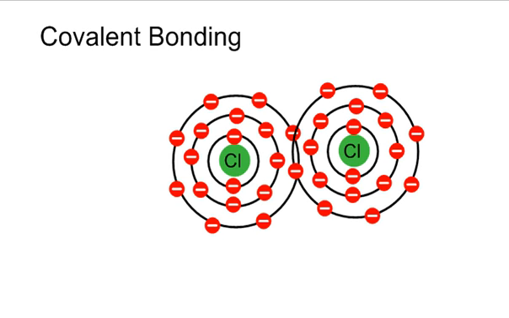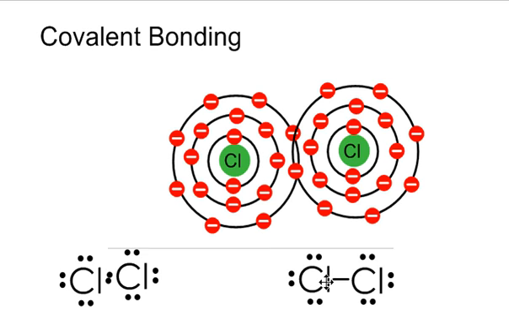Another way of representing that would be to show our dot diagrams, our Lewis structures, and you can think of the two chlorine atoms coming together to share a pair of electrons. The way we would usually represent that then is with a dash between them, showing the shared pair of electrons.